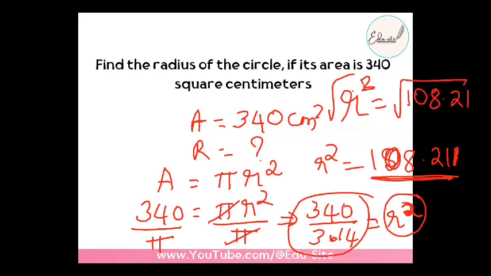Now please tell me, square and square root cancels out. So radius is equal to root of 108.21. Now please find the square root of 108. Wait, you divide both sides by a square root? No, we do not divide. We just apply square root on both sides. Why are we applying square root? Wait, so then why did it cancel out?